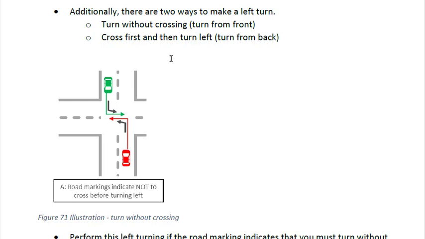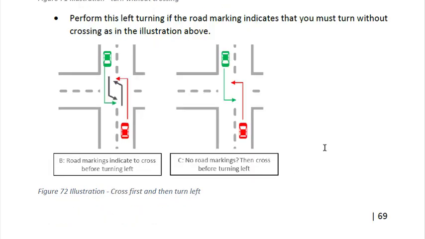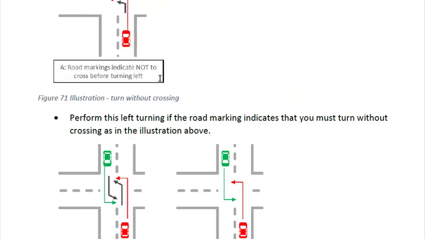The other scenario is cross first and then turn left. So in this case, the cars will first cross each other and then turn left. We will see that here in the next slide. So here we see two illustrations for the second scenario, which is cross first and then turn left. On the left there is a clear road marking indicating that you must... let's go back to the first picture.